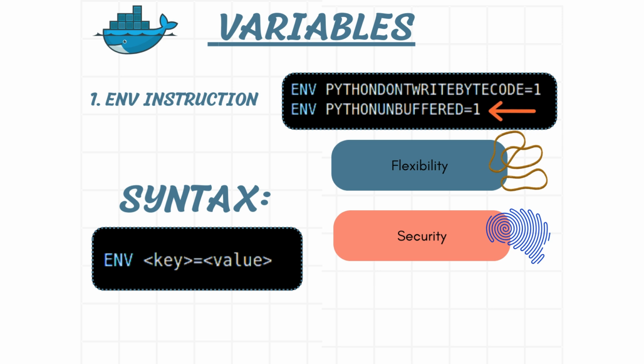By setting PYTHONUNBUFFERED=1, we disable this buffering, ensuring that our logs are immediately available and more responsive. This is essential for monitoring and debugging applications running inside containers.